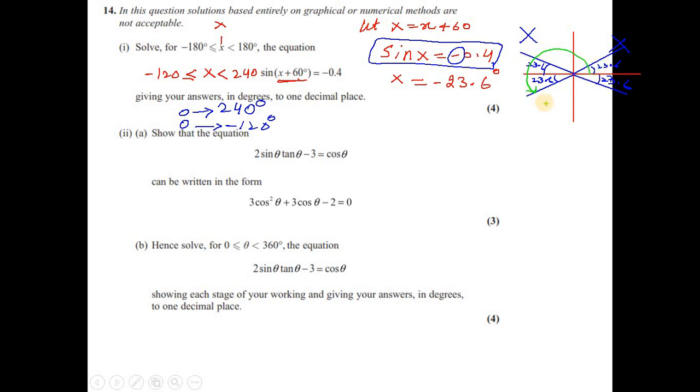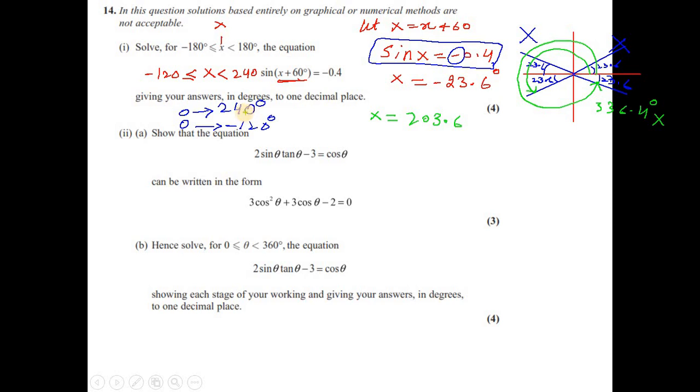So this is your first solution, and this angle clearly is 180 plus 23.6. So you can say that the first solution in the interval 0 to 240 is 203.6. And if you find the next solution, that means this is 360 minus 23.6, which is 336.4. So this angle is 336.4 degrees, which is outside the range of 240. So we are not going to consider that last angle. So we have just one solution, 203.6, in the interval 0 to 240.